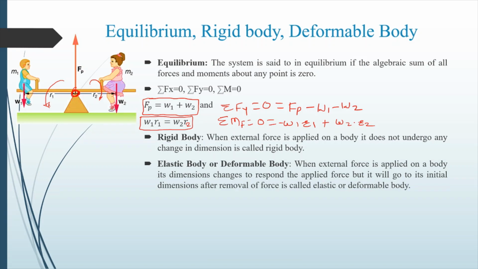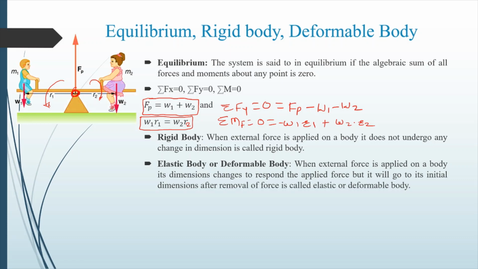Then the elastic body or deformable body, the definition of that can be written as: when an external force is applied on a body, its dimensions change in response to the applied force, but it will return to its initial dimensions after removal of the force.